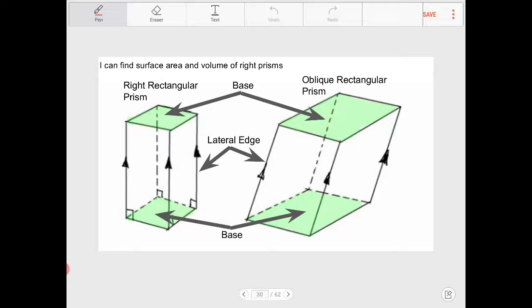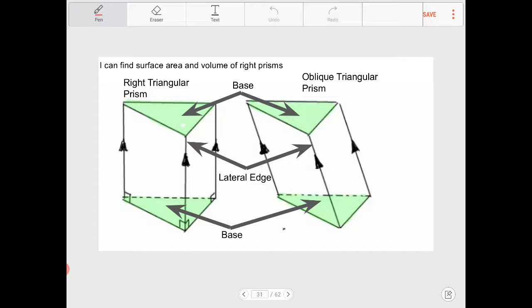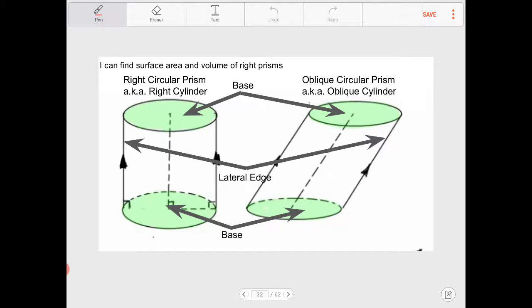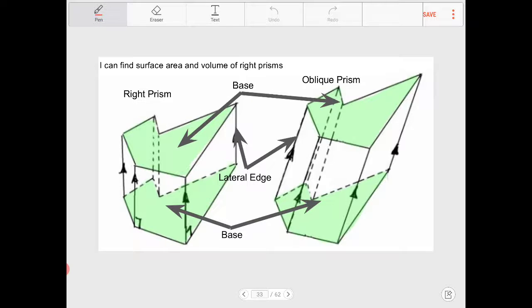All right, now with that said, check out one more time the differences between the right prism and an oblique prism. Again, the vertical lateral edges there form right angles with the base, whereas the oblique does not. Same thing goes for a triangular prism, same thing goes for a cylinder, same thing goes for any kind of prism that I throw at you. They're all the same kind of ideas.